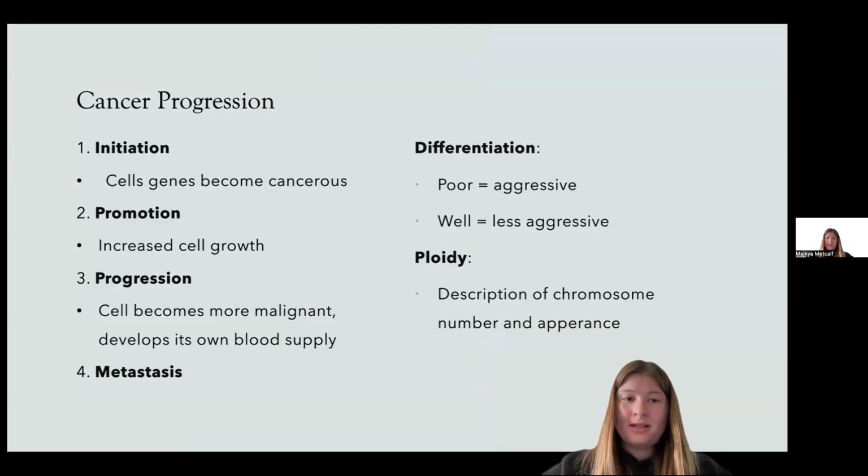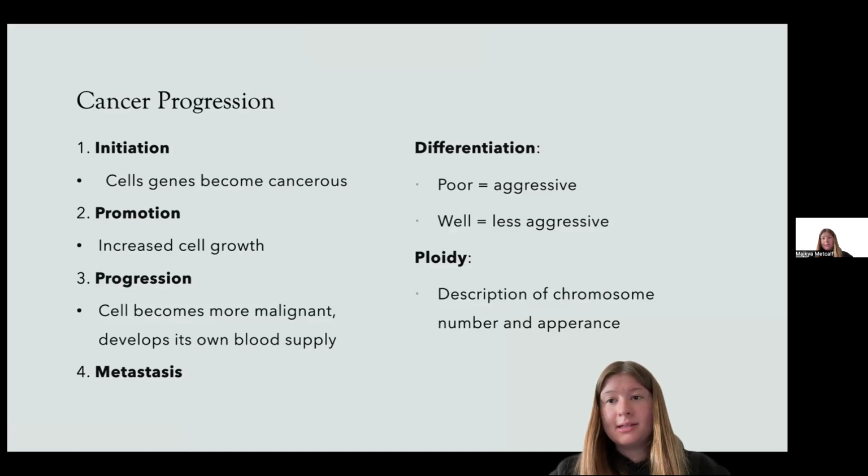Once the cell becomes cancerous, it moves into the promotion phase, and this is where the cancerous cell has increased cellular growth and it doubles. Once it starts to grow, it moves into the progression phase, and this is where the cell becomes more malignant. It'll develop its own blood supply, and then finally, it'll metastasize or move to other areas of the body.